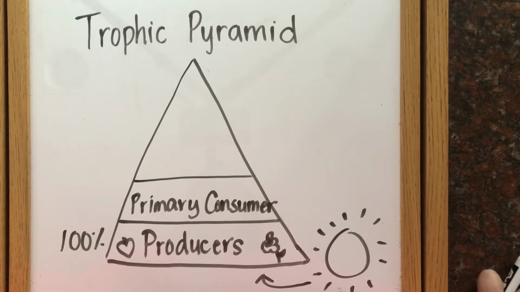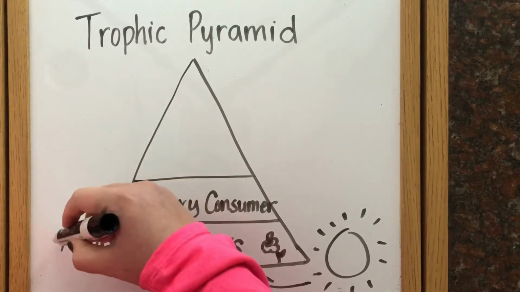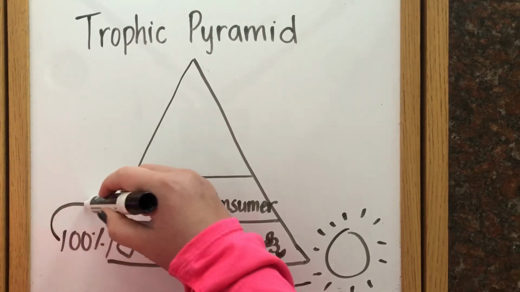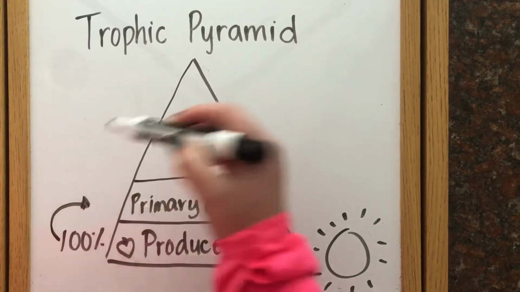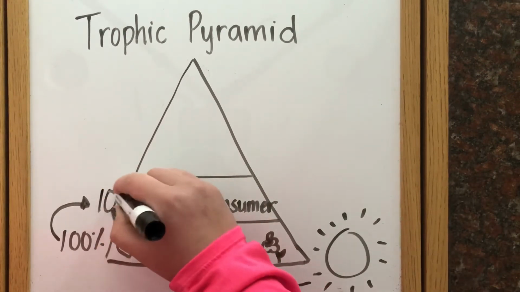So these tend to be our herbivores and also our omnivores. Omnivores kind of go back and forth with the different kinds of consumers that they are in the trophic pyramid because omnivores eat both plants and animals. But primary consumers are the ones that eat the plants. So they get energy from the plant, but they don't get all of the energy that the plant got from the sun. We're looking at only 10%.